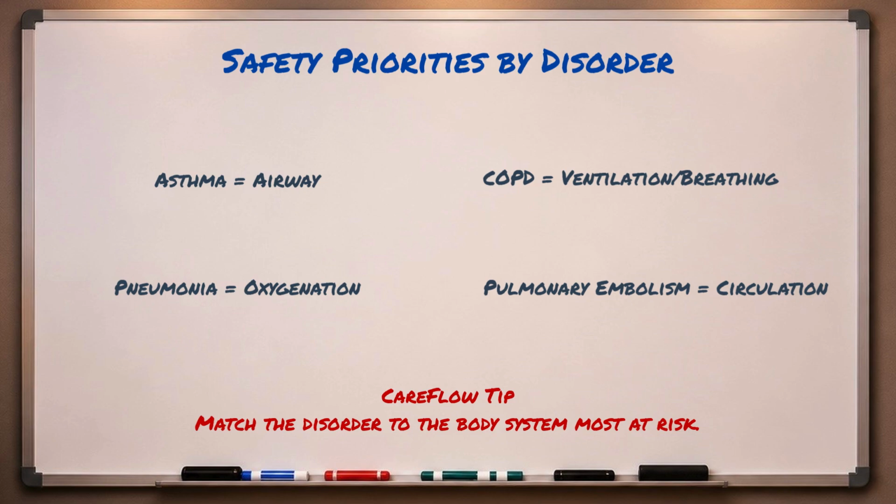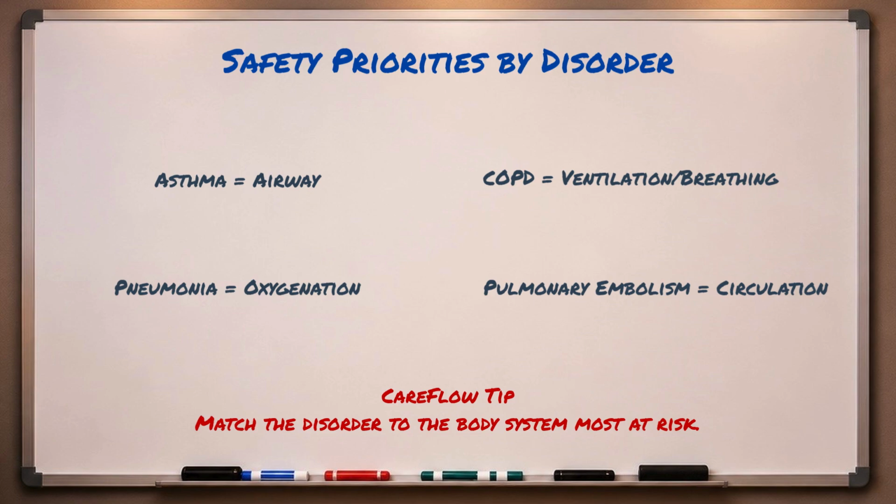Now let's take it one step further. Every respiratory disorder has a priority safety concern, and the NCLEX loves asking questions about safety and priorities. If you know the disorder, you can often predict which body system is most at risk. Asthma is primarily an airway problem, so our safety concern is the airway. COPD is primarily a breathing problem, so our focus becomes ventilation and breathing.